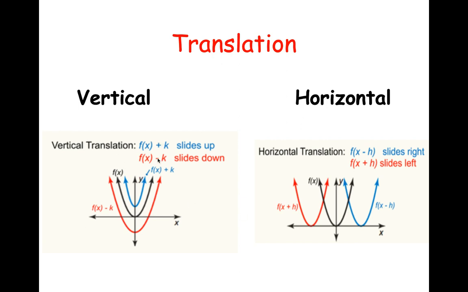Okay, so if I add or subtract outside of the brackets or the parentheses, it's going to move the graph up and down vertically. If I add or subtract inside, it's going to shift the graph horizontally, left and right.